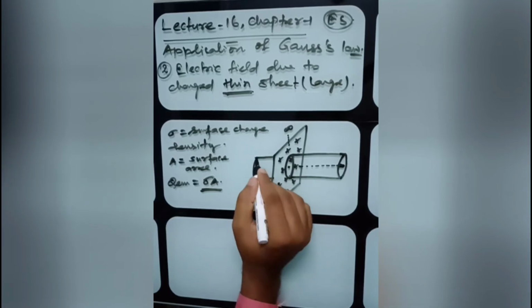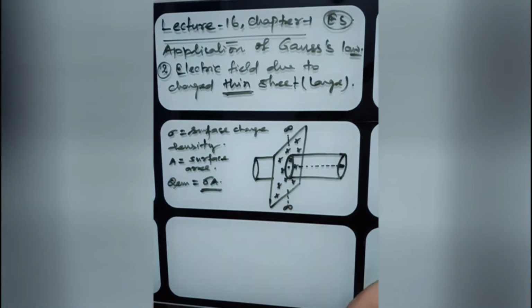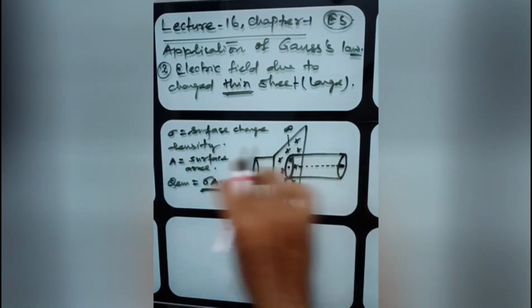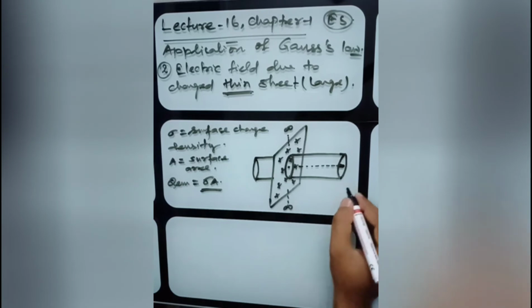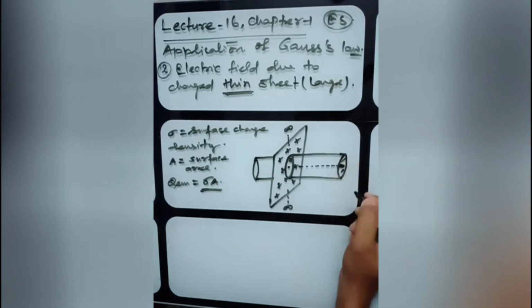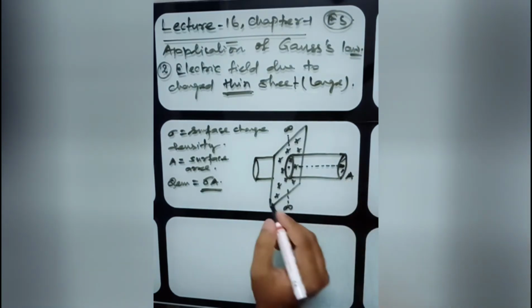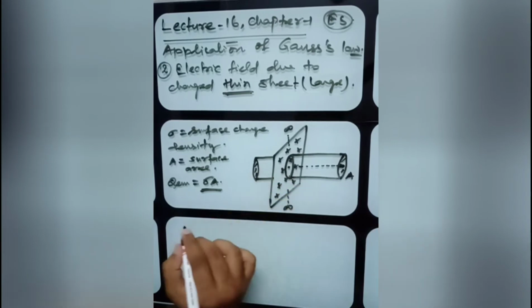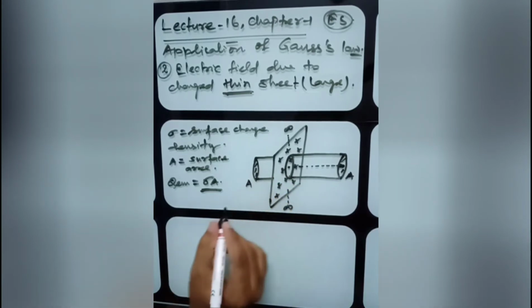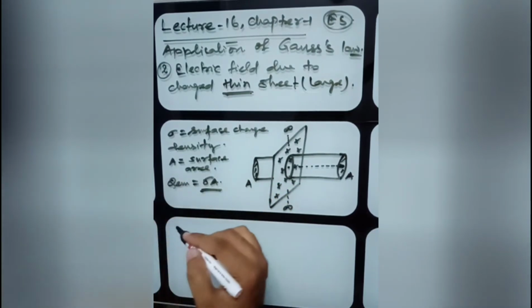So at this side, the Gaussian surface we are considering in this way, and this is the cylindrical body. If this is the area A, this is also the area A. The A we have already considered.